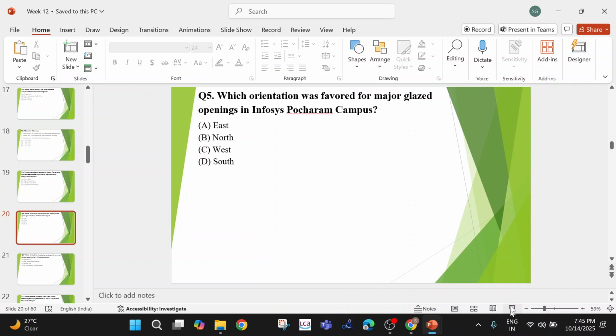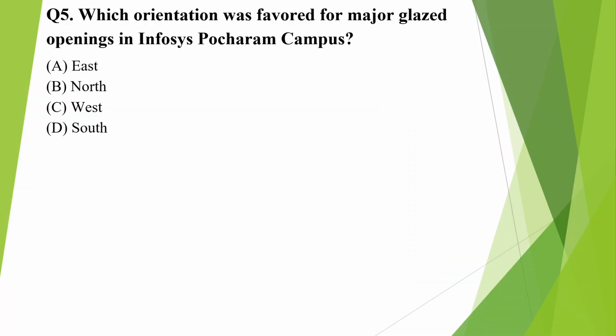Here's the fifth question. The fifth question is asking you all which orientation was favored for major glazed openings in the Infosys Pocharam campus. In which direction was major glazing put in this particular construction? Anyone who can recall, who knows the answer, can give their answers.